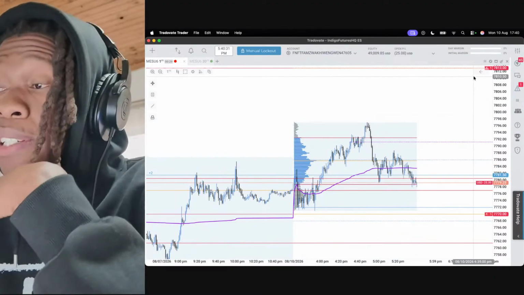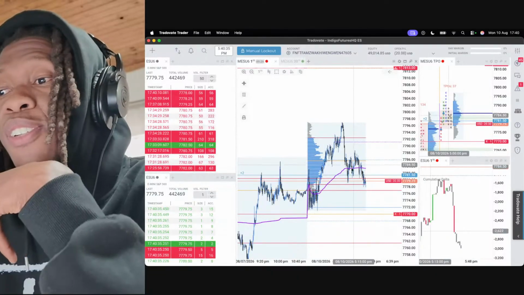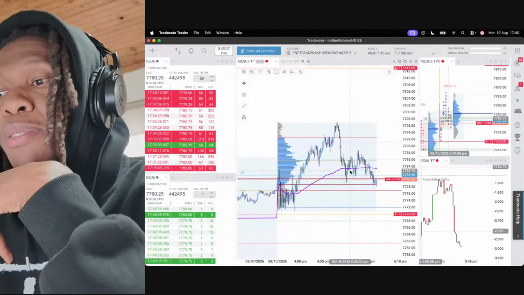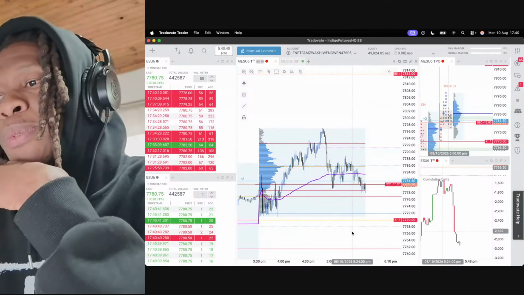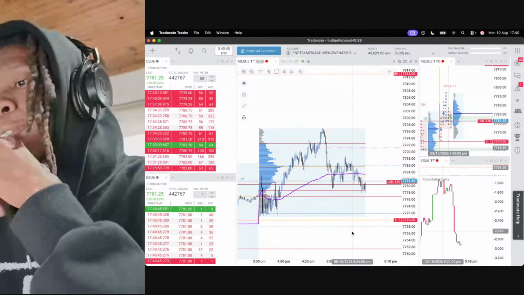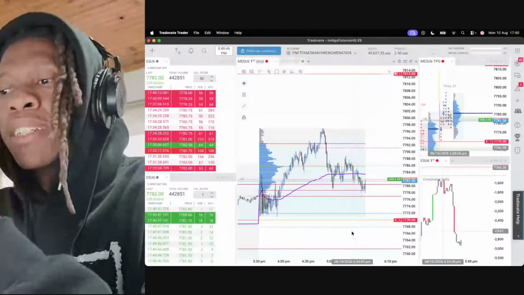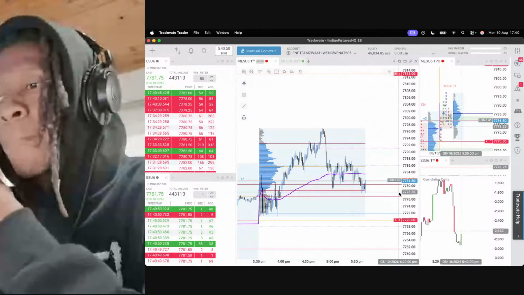Especially since we did see it in the time and sales, right? It's not like we were oblivious. It's not like it took us by surprise. We did see it, we did read it, we did call it. We just didn't act quick enough to get out of the trade at that point. So that is something that is gonna need some work over time.